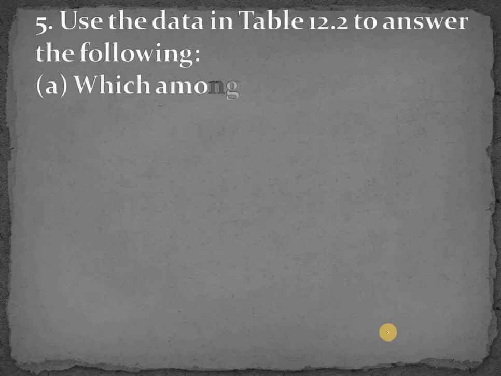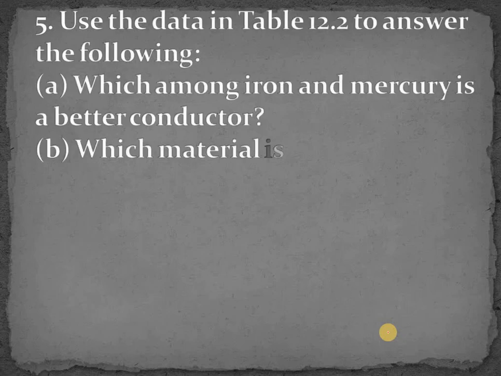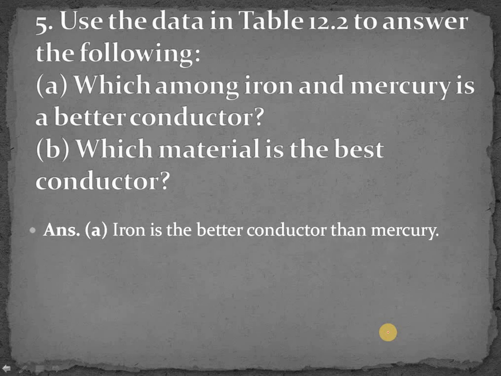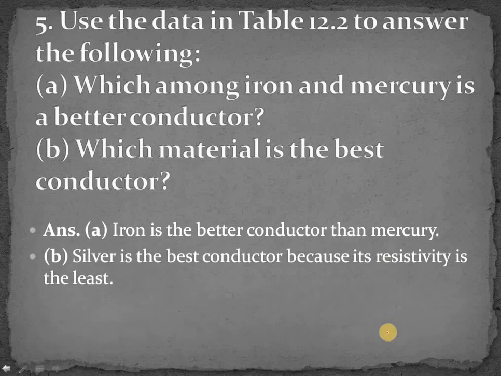Now question number 5. So in this case you need to use table 12.2. So please open that before you. So the first one, in this it says which among iron and mercury is a better conductor. So we can easily say that iron is a better conductor because its resistivity is very less as compared to mercury. So therefore we can use iron as a better conductor.